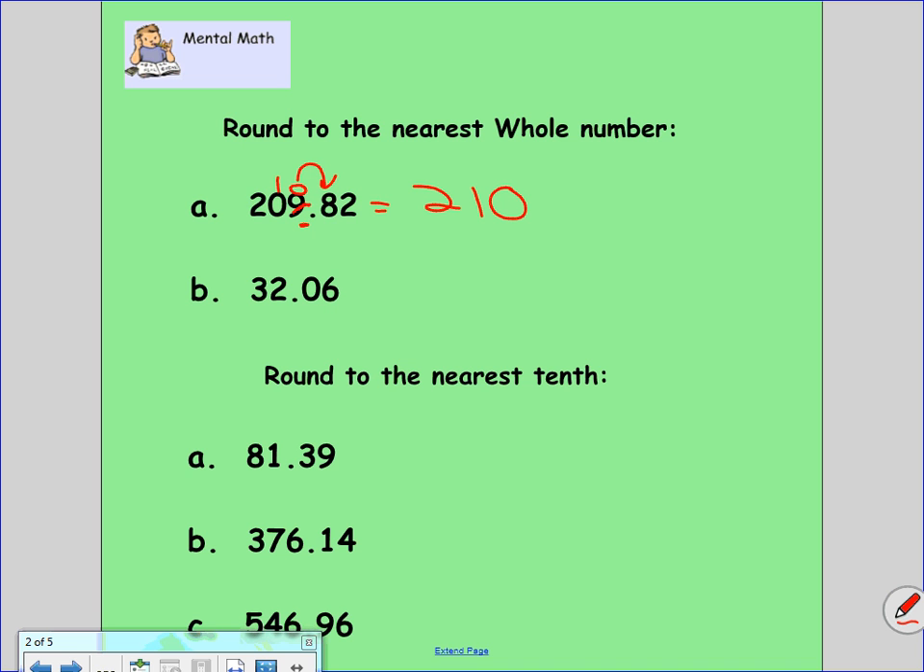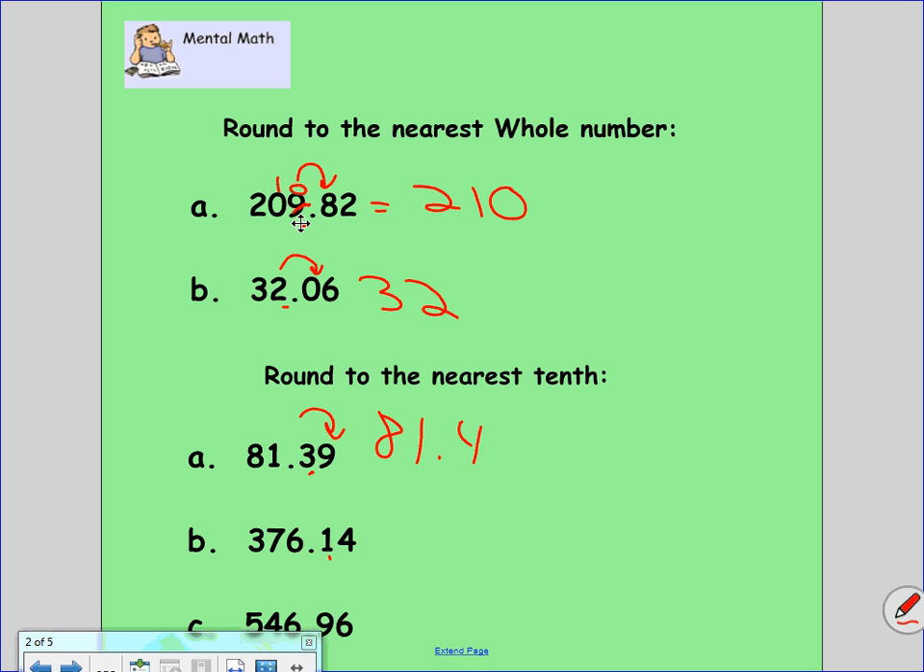Next one is 32.06, 32 and 6 hundredths. Looking at the 2 here, I'm looking over at the 0. The 0, I'm just going to keep it at 32. And keep on moving along here. Round to the nearest tenth. Okay, my tenth place is right here because the 9 is in the hundredth place. Look to my right. The 9 is larger than 5, so it's 81.4.